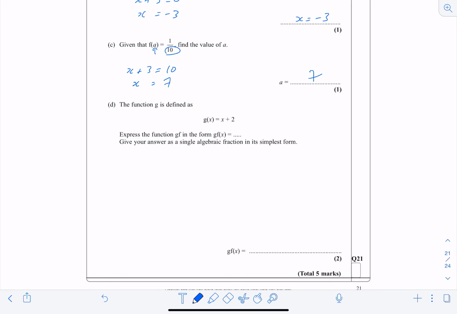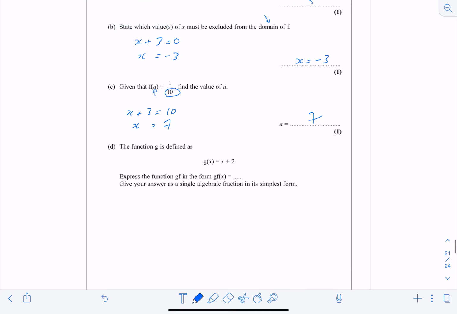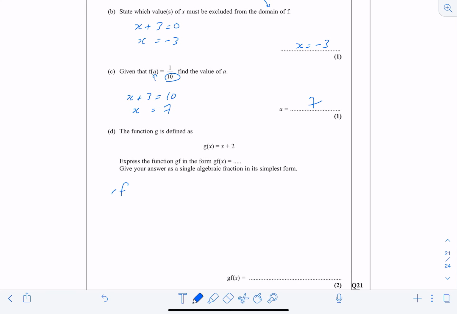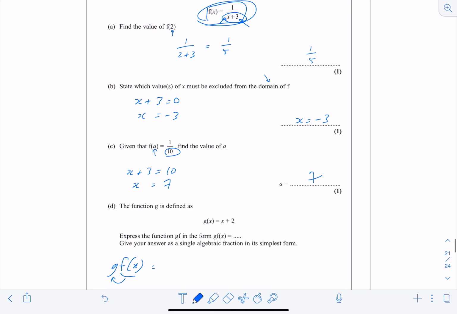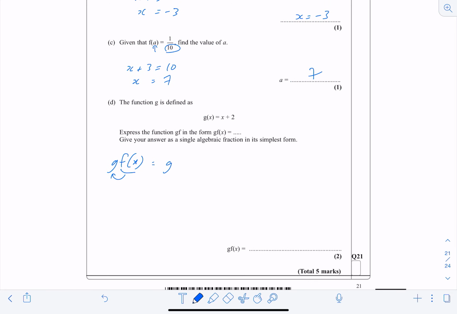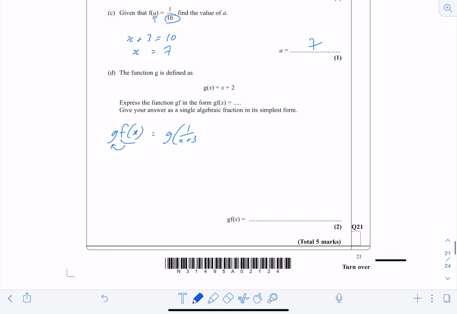The function g is defined as this. We express the function gf in the form gf of x. Okay, so I'm just going to go through this one. Essentially what you do is you put f of x into g of x, and f of x is 1 over x plus 3. So it's g of 1 over x plus 3, is that right? Yeah. So that goes into here. So we're going to get 1 over x plus 3 plus 2.